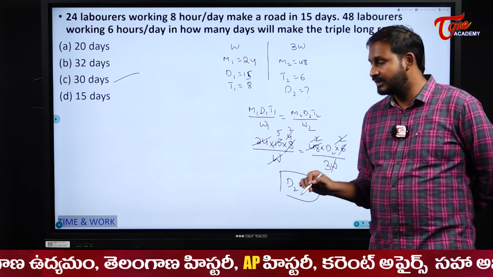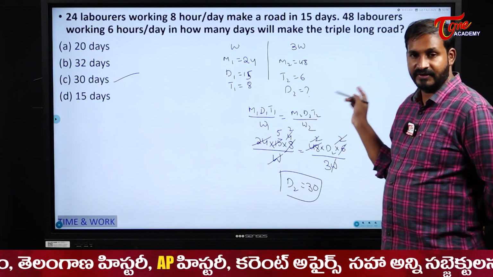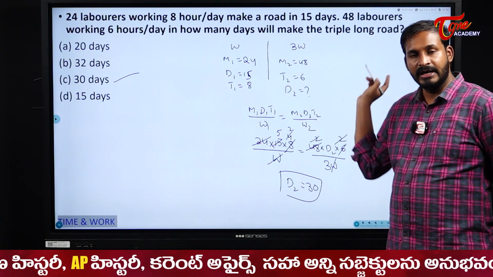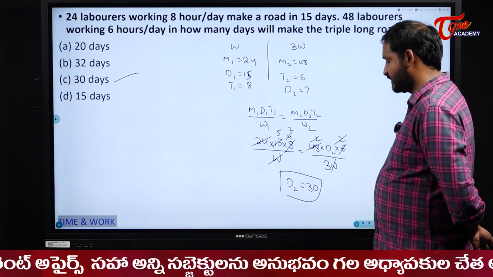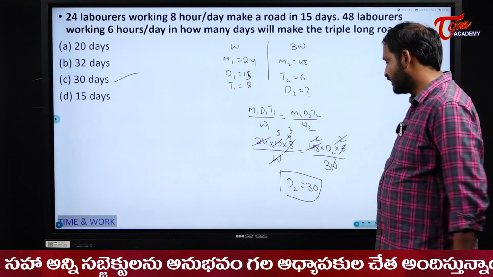Simple, just substitute it. Here work is different. Earlier it is W, later it became 3W. That means in 30 days the work will be finished. Right, next one.